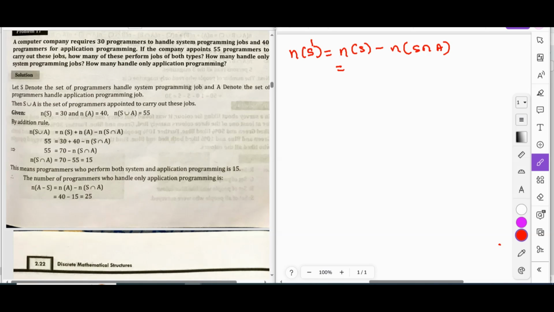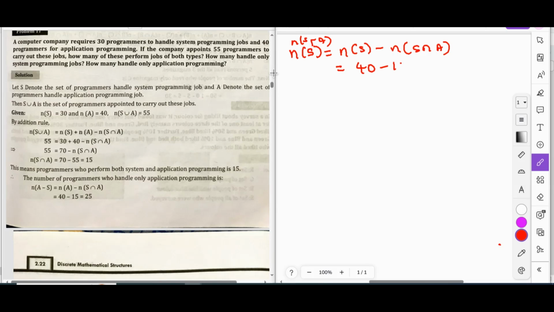So n of s was how much? It was 40 minus 15. No, it was n of s. N of s was n of a, n of s minus a. Or you can write this as n of s minus a also.